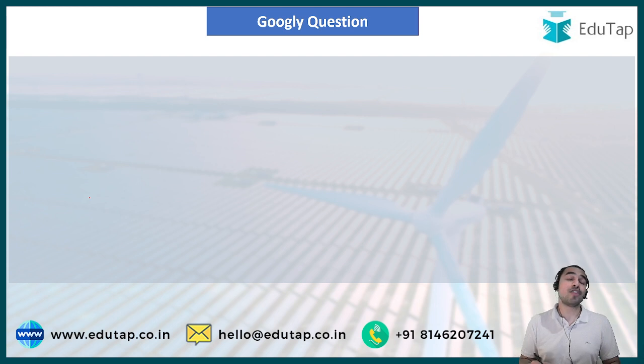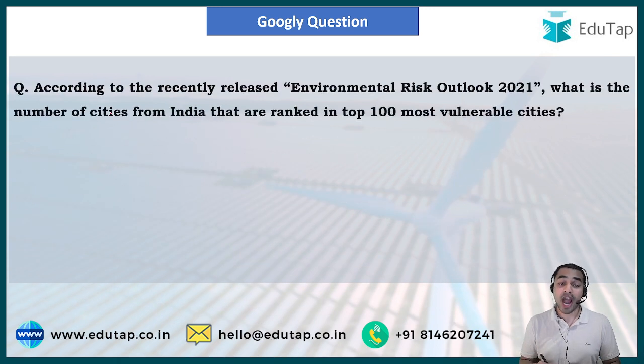And guys, now we have a googly question for all of you, through which we are going to see how many of you are going to hit a cracking shot and how many of you are going to lose your wicket. The googly question is here on your screen. The question says, according to the recently released Environmental Risk Outlook 2021, what is the number of cities from India that are ranked in the top 100 most vulnerable cities?